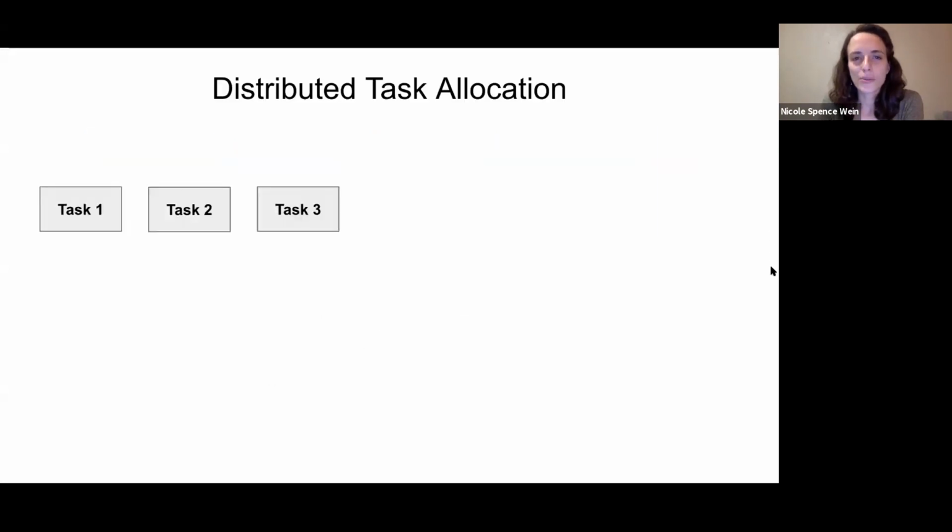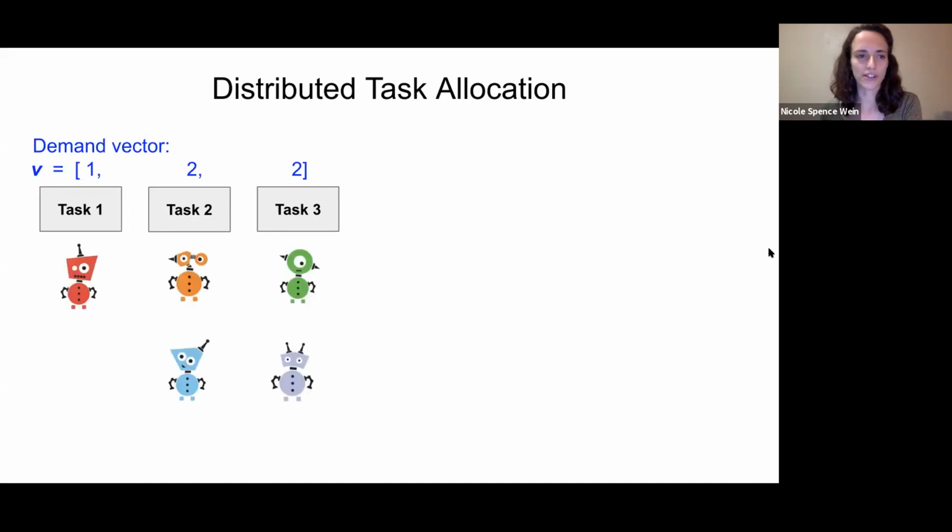So in the distributed task allocation problem, we are given a set of tasks and we have a set of agents. And we also have a demand vector, which specifies how many agents each task requires. So for example, the demand vector could be 1, 2, 2. And then our agents have to allocate themselves to the task according to the demand vector.